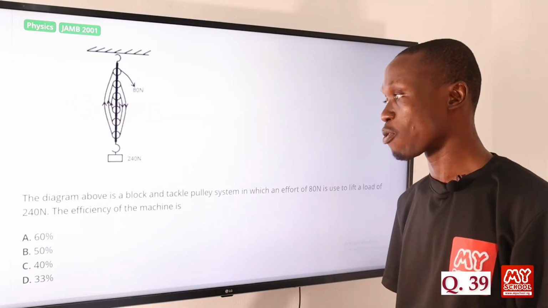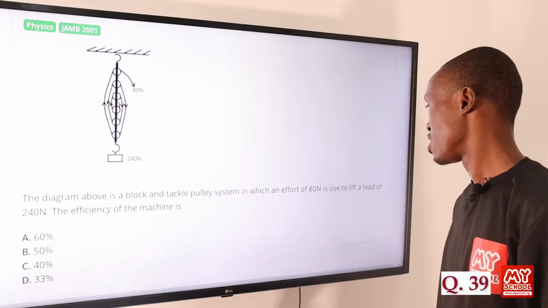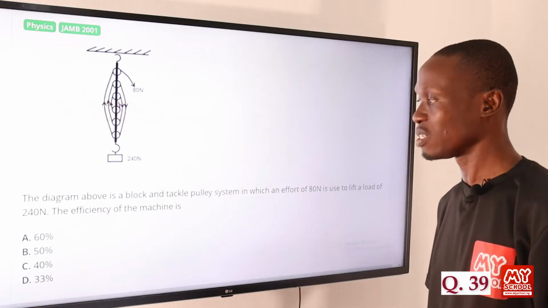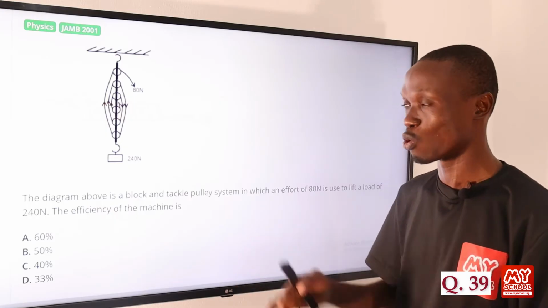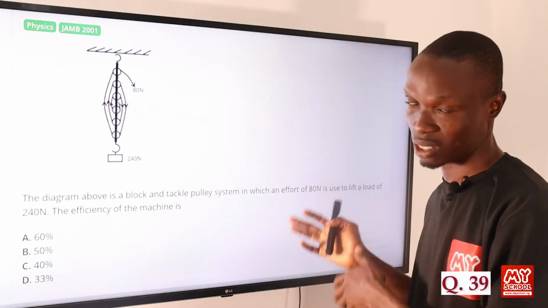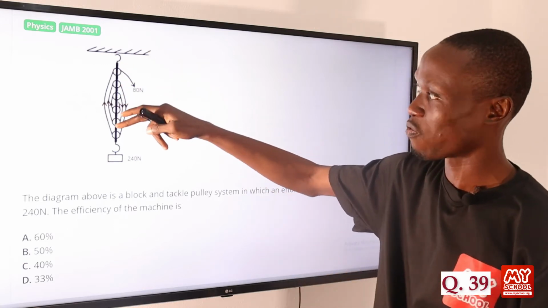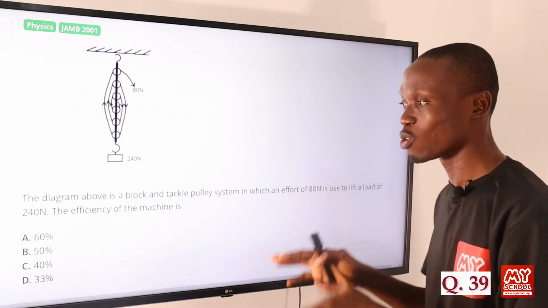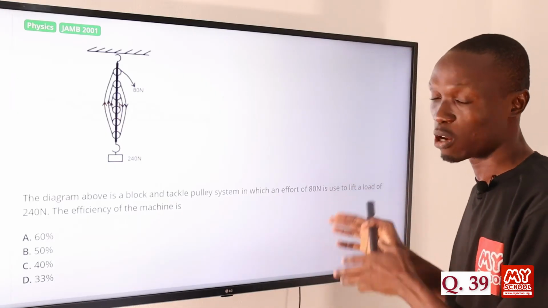Question 39. The diagram above is a block and tackle pulley system in which an effort of 80 Newton is used to lift a load of 240 Newton. The efficiency of the machine is, now remember that efficiency of a machine is given as mechanical advantage all over velocity ratio times 100, right? But in the case of a block and tackle pulley system, the velocity ratio is equals to the number of pulleys. So in this case we have 1, 2, 3, 4, 5, 6. So the value of the velocity ratio is equals to 6. Now from the parameters that are given to us, we can calculate mechanical advantage, which is load all over effort.